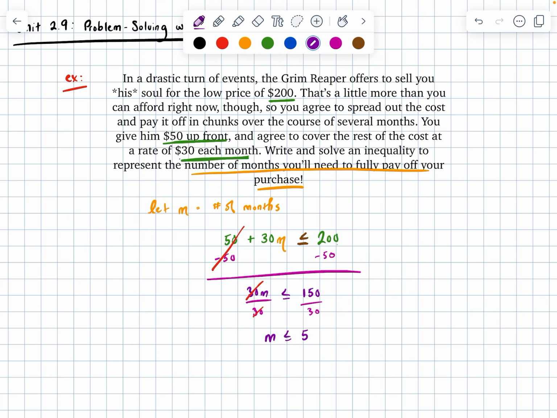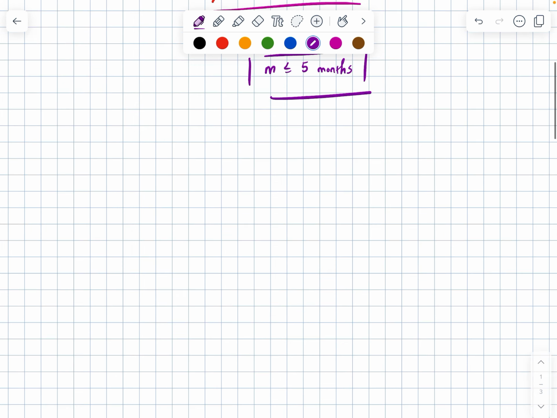Last thing I need is my units. So I'm not talking about dolphins, I'm not talking about lemons, I'm talking about months. So it will take me 5 months or less to pay off my debt, right? If I pay more than that $30 base each month, then it'll take me less time. If I pay exactly that $30, it should take me 5 months.